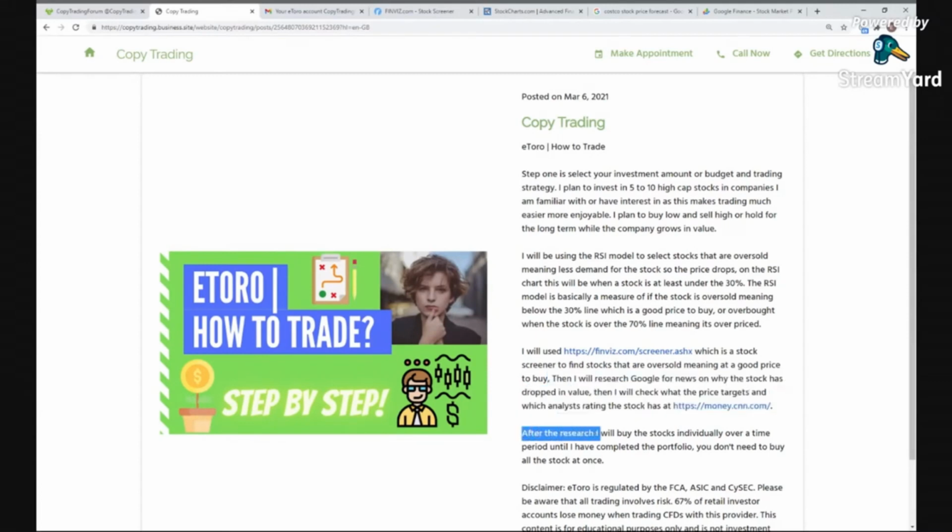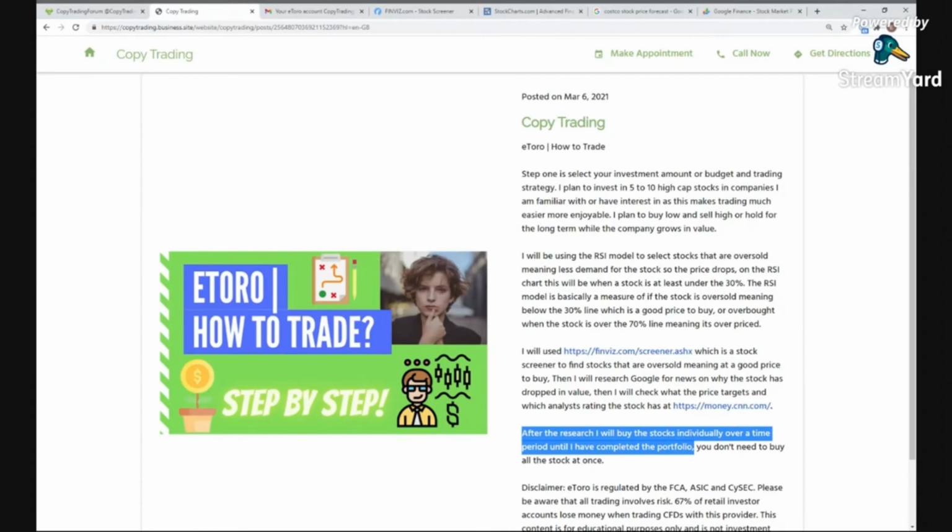So after the research, I will buy the stocks individually over a time period until I've completed the portfolio. So I'll not buy all the stocks in one day. If I buy 5 stocks within 1 week or 2 weeks, I'm happy. I have my plan, my budget, my investment amount, and how many stocks I'm going to invest in. But you need to buy at least 5 stocks in different categories, like some in the electric vehicle market, some in the food market, some in technology. So you're spreading your risk for risk management, okay? And I'll explain that to you shortly. So you don't need to buy all the stocks at once.